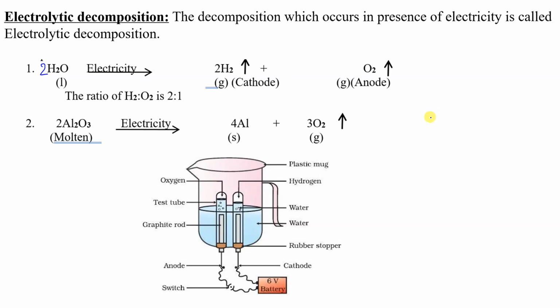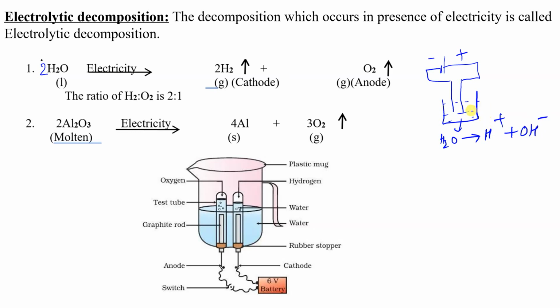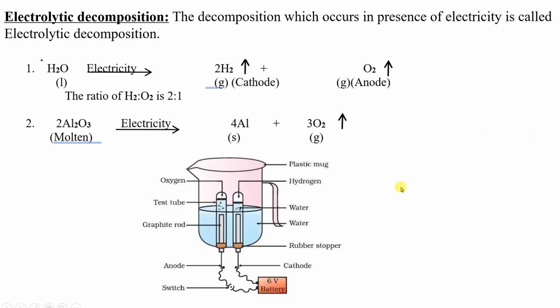When you take a beaker, water, and electrodes made of graphite, and connect the wires to the battery, one is the positive terminal, the other one is the negative terminal. This is the negative terminal, this is the positive terminal. We have a solution called water. This water breaks as H plus and OH minus. So let's see the electrolysis of water.